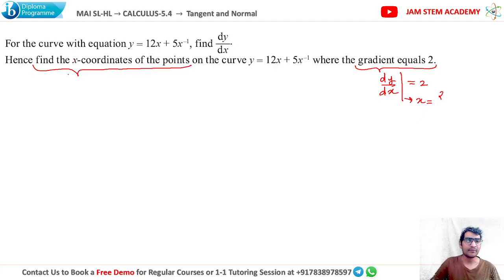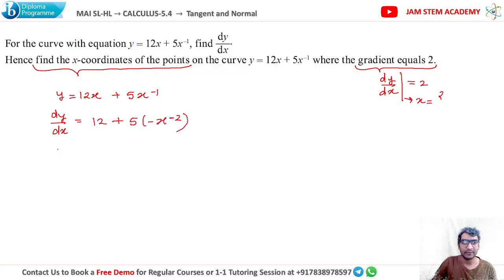First let's find the derivative of this. So we have y equals 12x plus 5x raised to the negative 1. We can find dy over dx, which for the 12x is only 12, plus 5 times negative x raised to the power reduced by one more, minus 2. It means we get 12 minus 5 over x squared as the derivative or the gradient.